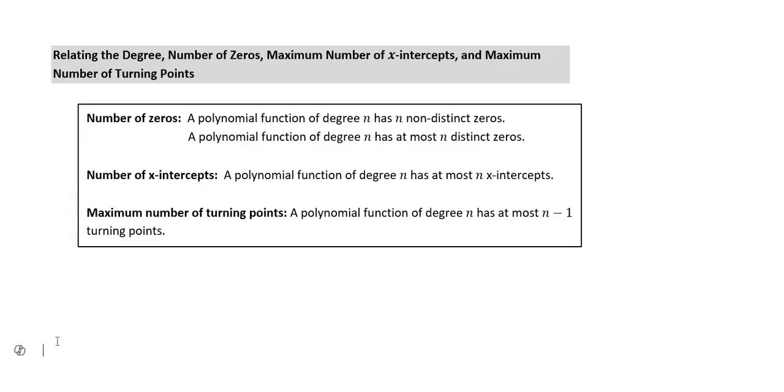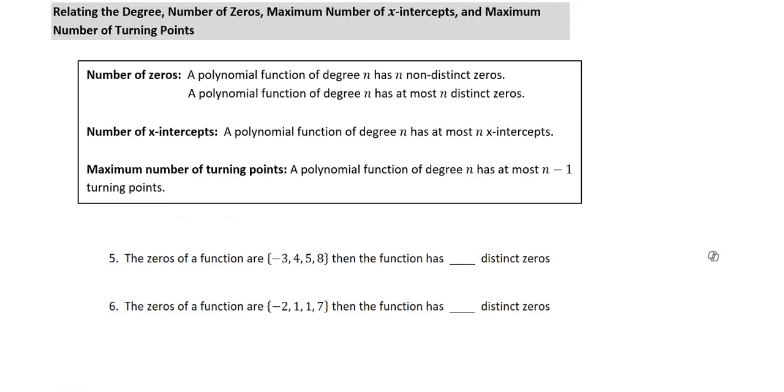And next we're going to talk about how the degree of a polynomial relates to the number of zeros, the number of x-intercepts, and the number of turning points. First of all, the number of zeros. A polynomial function of degree n has n non-distinct zeros. A polynomial function of degree n has at most n distinct zeros. So we're going to spend a little bit of time on that, looking at what that means.